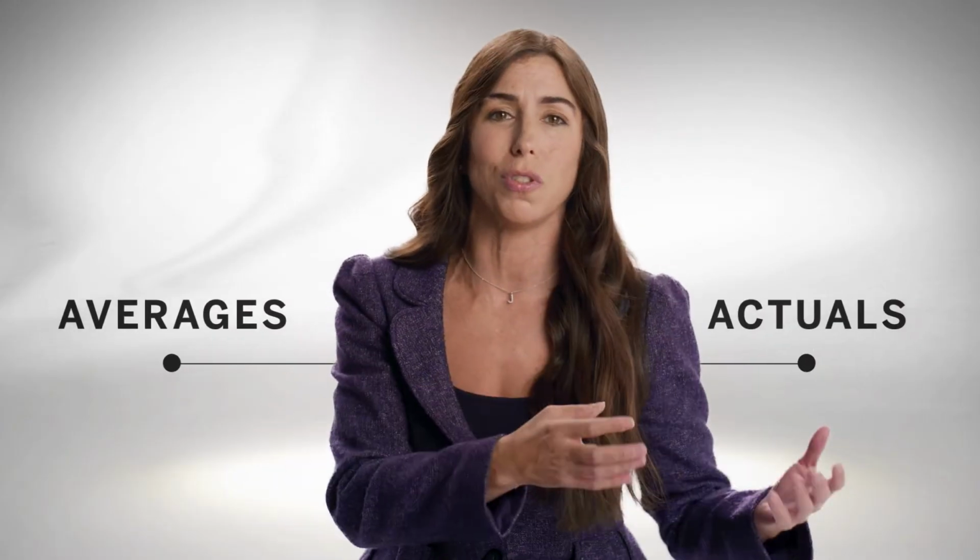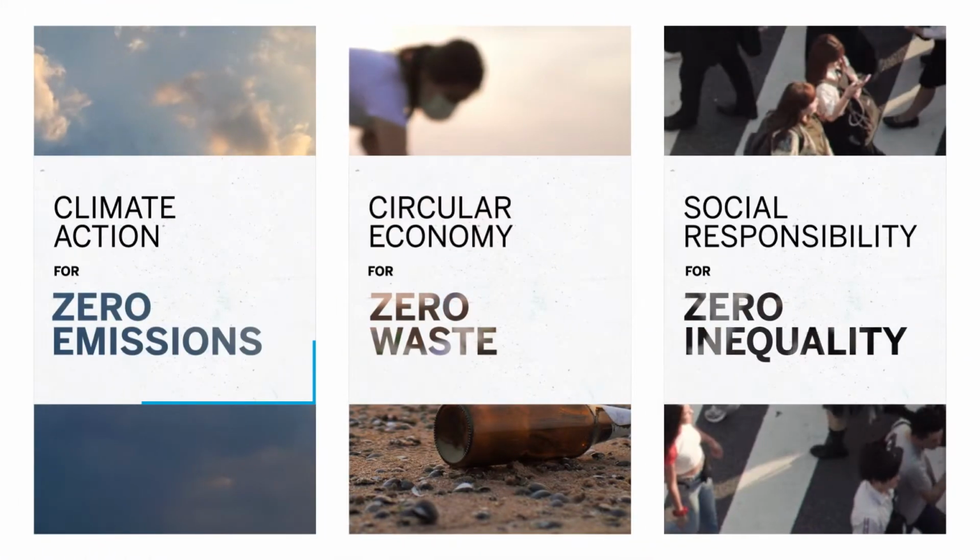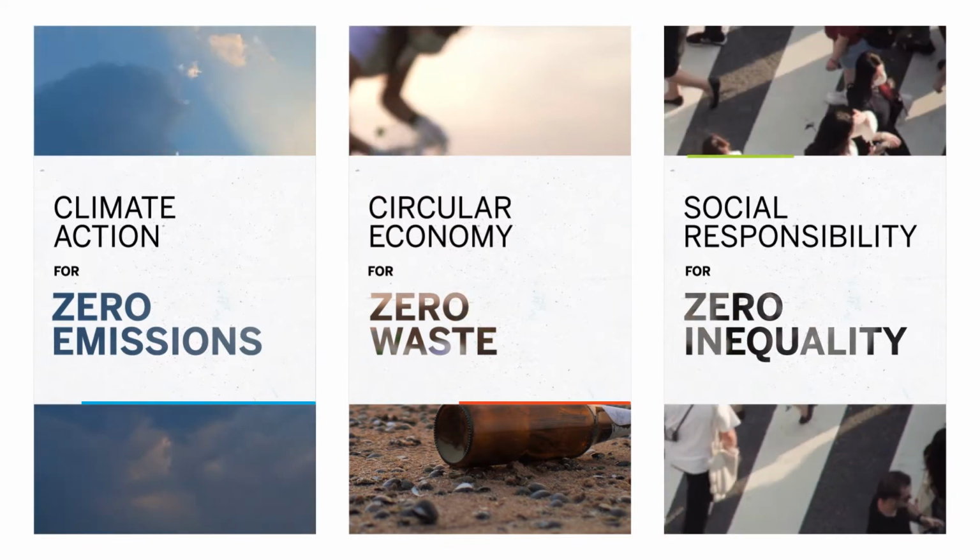It all starts with ESG transparency. Record real-time, auditable data and turn it into high-fidelity insights. Report ESG performance across your supply chain and act holistically thanks to out-of-the-box integration, taking you from averages to actuals faster. So you can zero in on and zero out the big three: emissions, waste, and inequality.